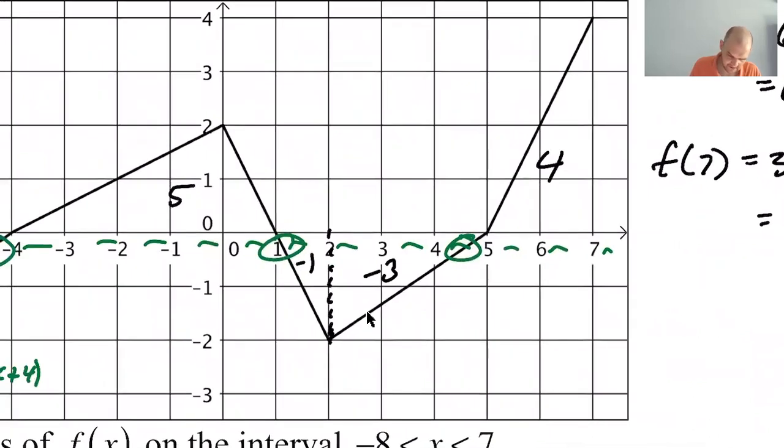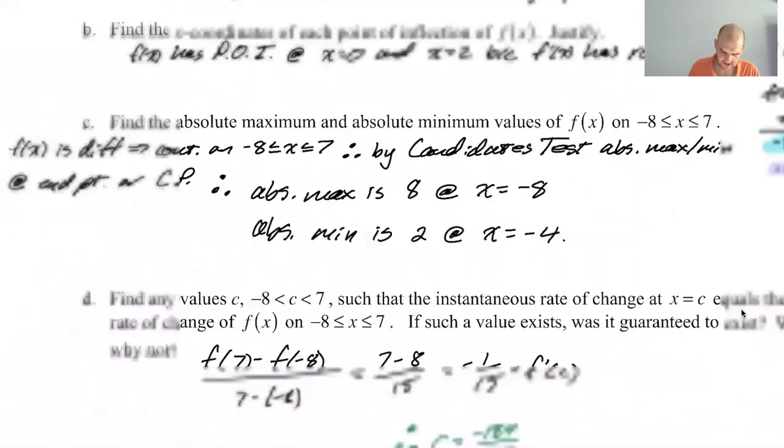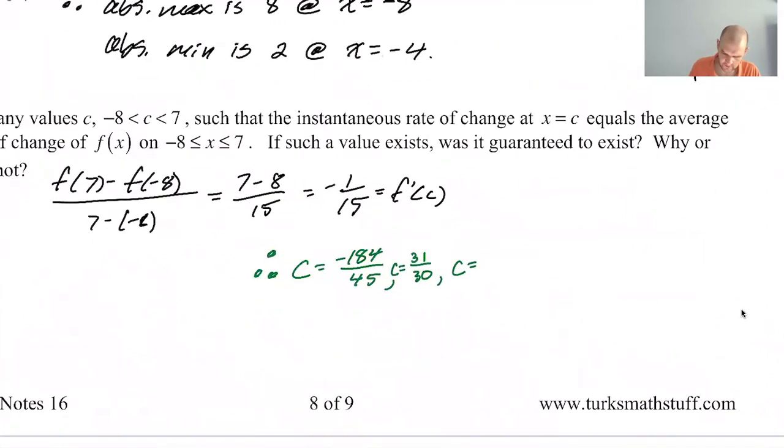So this is y equals 2 minus 2x. So 2 minus 2x equals negative 1/15. Subtract 2 gives me negative 31 over 15 is negative 2x. So x is 31 over 30, which makes sense. It's very close to 1. So 31 over 30. You end up doing a lot of Algebra 1. So c equals 31 over 30. One more.